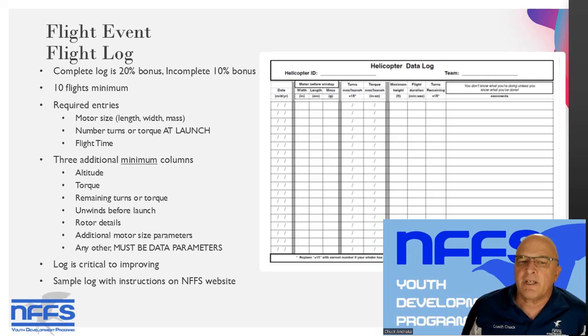Now, I say here that it must be data parameters. The date and the flight number are generally not considered data parameters, so that wouldn't be considered one of your columns. But generally, it's got to be something that's measurable and or changeable. So your flight time or altitude would be measurable. Your number of winds are both measurable and changeable. Your center of gravity location on the helicopter is something that's measurable and changeable. So that's what I would use to determine if it's a valid data parameter.